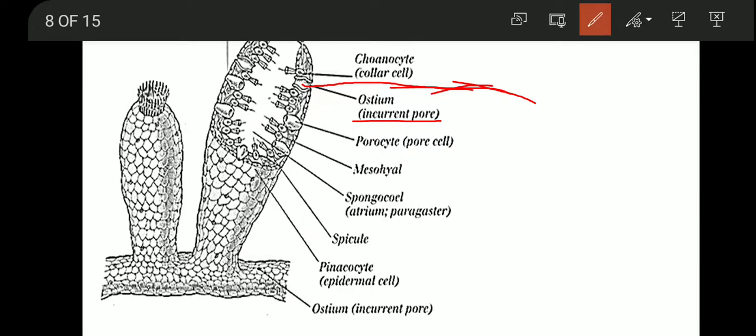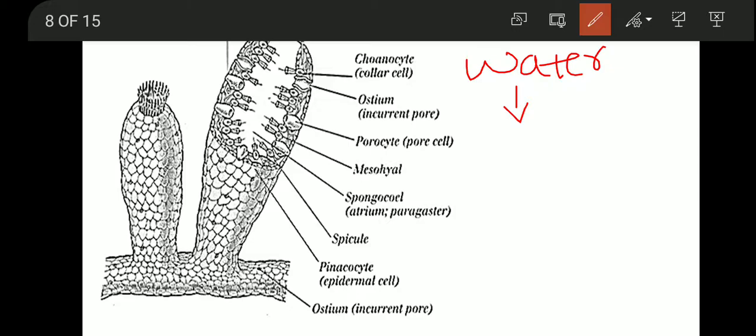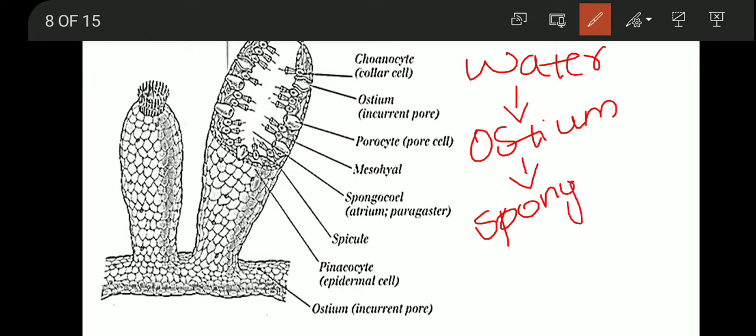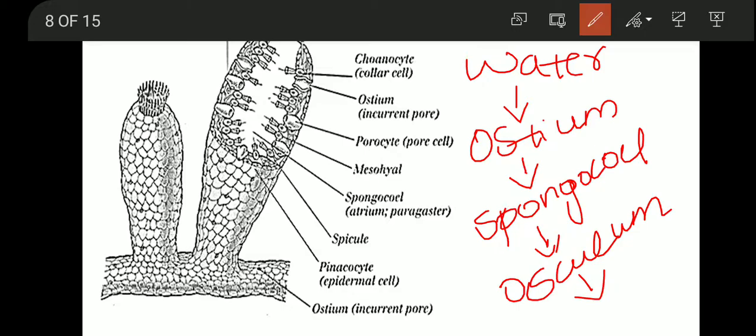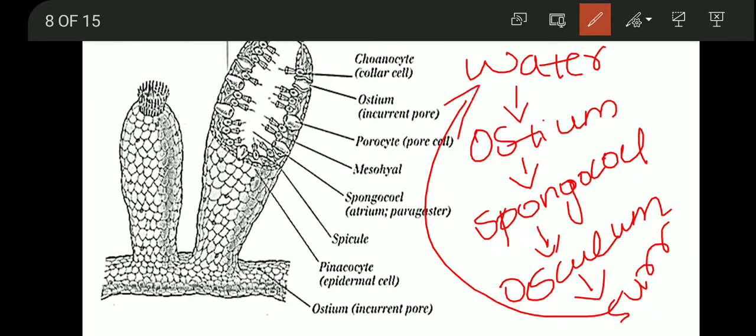Now how is the water movement? The water enters the spongocele through the ostium. From the spongocele it takes the outward pathway through the osculum. From the osculum, the water is discharged into the surrounding water.